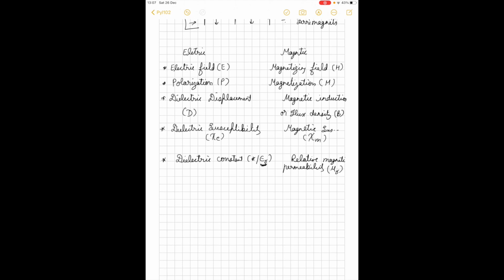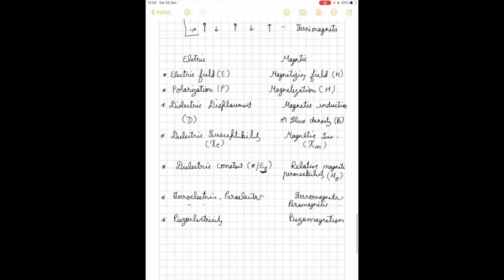Apart from that, as I said, we had ferroelectric, paraelectric, and ferri, and so on. Similarly here we'll have ferromagnetic or paramagnetic and so on. I also introduced the concept of piezoelectricity. Here we'll have something similar, piezomagnetism. Let me write that also, such that I cover most of the things. If I forget anything, I'll come back later. Piezoelectricity in the electric case; here we'll have piezomagnetism. So these are more or less the full list.